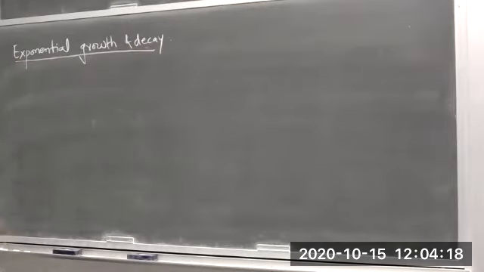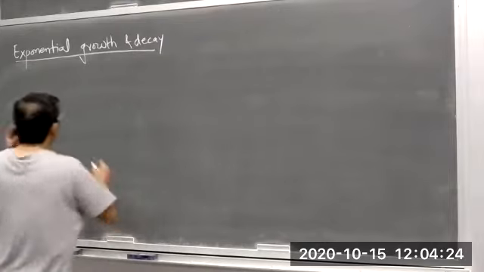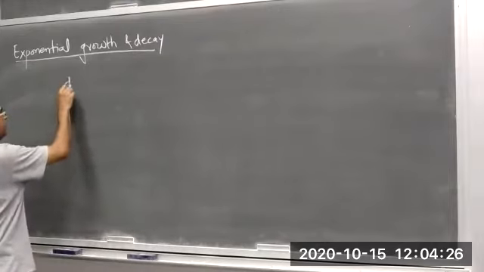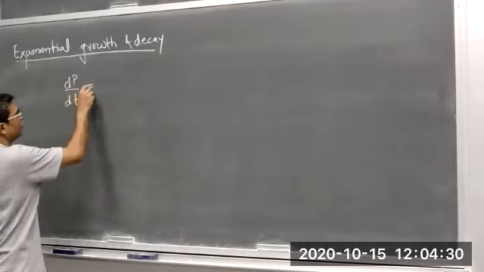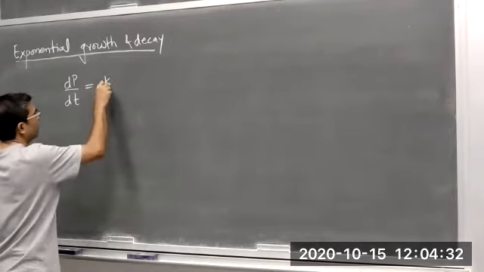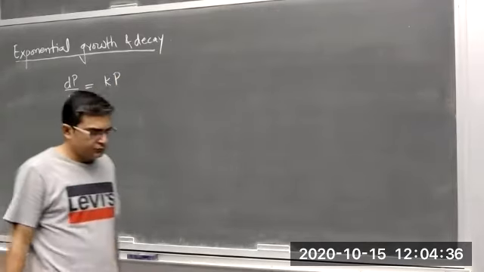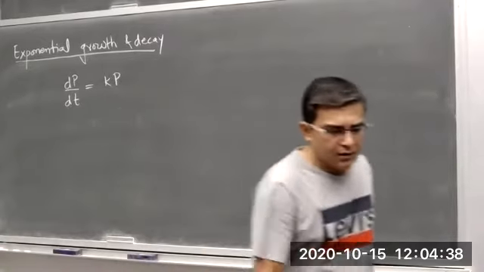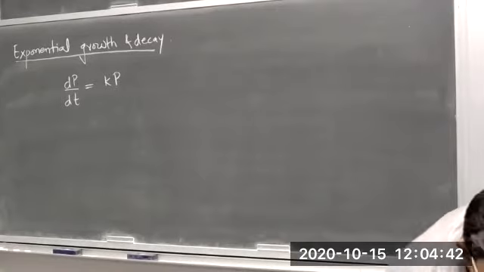The differential equation which models exponential growth is basically dp by dt, which is proportional to p, that is, kp.